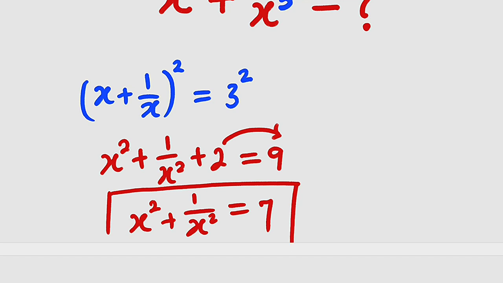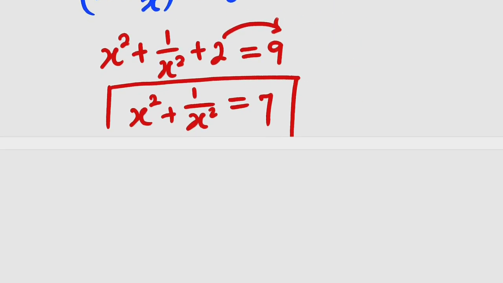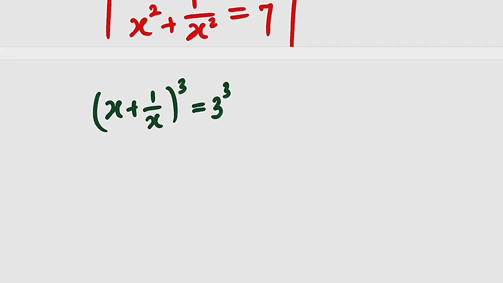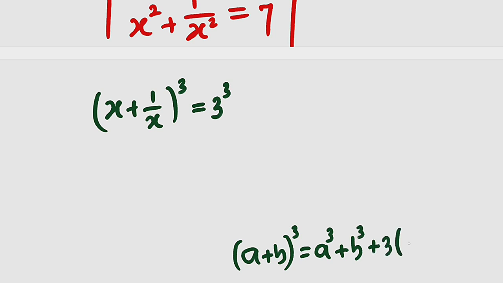Then secondly, I would like to cube both sides of the first equation. So we have x plus 1 divided by x to the power of 3. This is the same thing as the right hand side to the power of 3. That is 3 to the power of 3. What you should remember about binomial terms to the power of 3, if you have a plus b to the power of 3, this is equal to a to the power of 3 plus b to the power of 3 plus 3 multiplied by a b, then multiplied by a plus b.